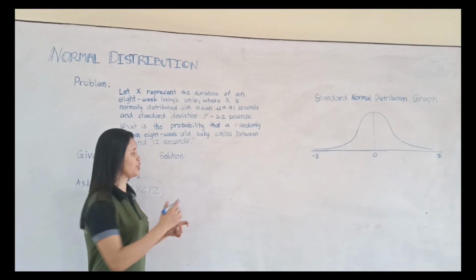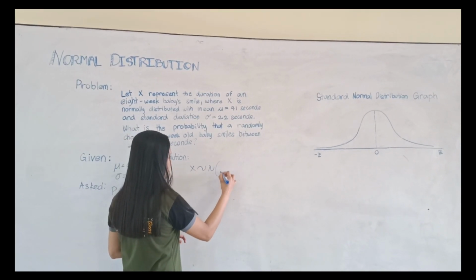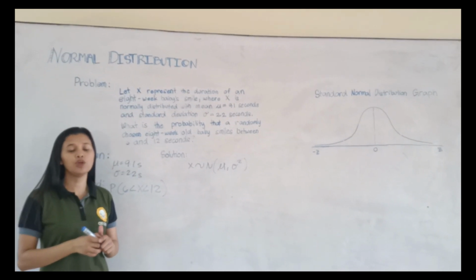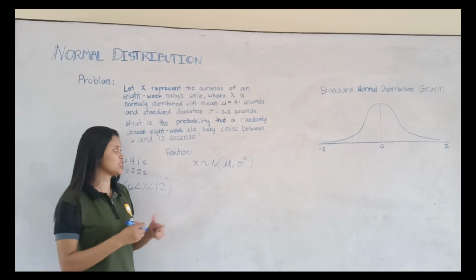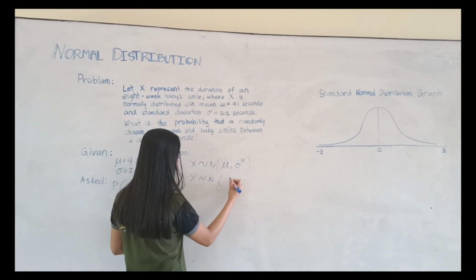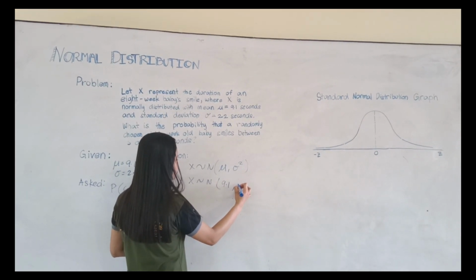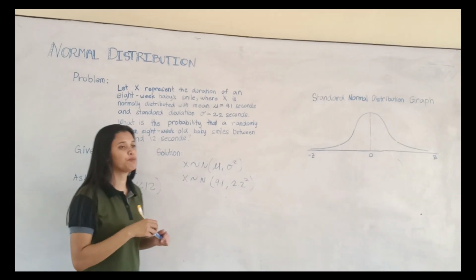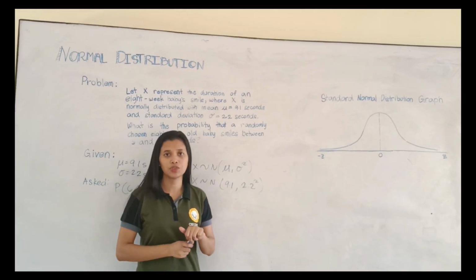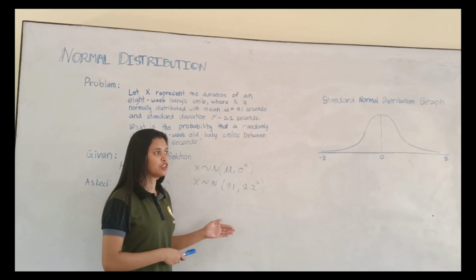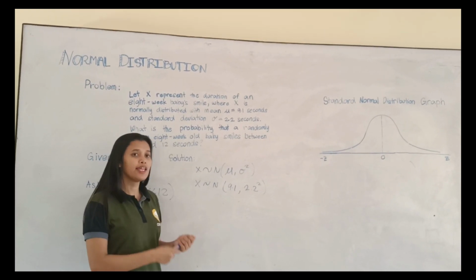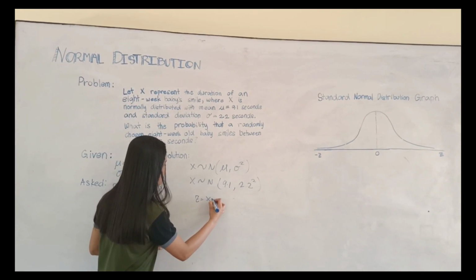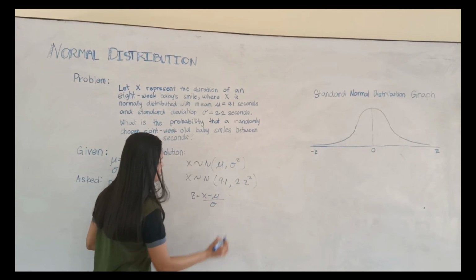In solving the normal distribution, x is normally distributed with mean and variance. In our problem, we only have the standard deviation, and we all know that the square of the standard deviation is the variance. So we get x is normally distributed with mean 9.1 and variance 2.2 squared seconds. In the standard normal distribution, the mean and variance should be 0 and 1. So in this case, you need to convert the mean and variance into 0 and 1. That process is called standardization. The standardization is z equals x minus mean over standard deviation.